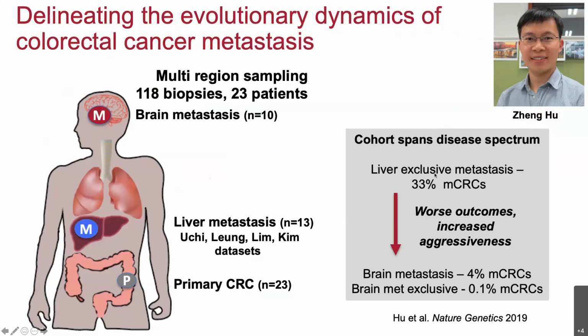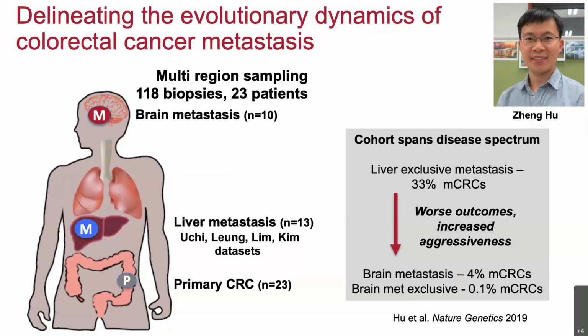So liver exclusive metastasis occurs in about a third of metastatic colorectal cancer patients. Oftentimes, it is treated with curative intent by surgical resection of the liver metastasis. In contrast, brain metastases account for a mere 4% of metastatic colorectal cancers, and really brain exclusive metastases are even far more rare. And so we reasoned that perhaps these different patterns of distant metastasis may be associated with different evolutionary trajectories that reflect their aggressiveness.